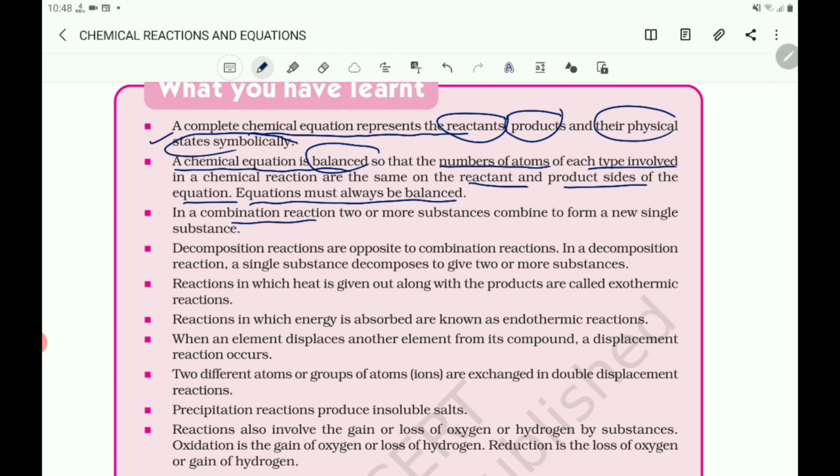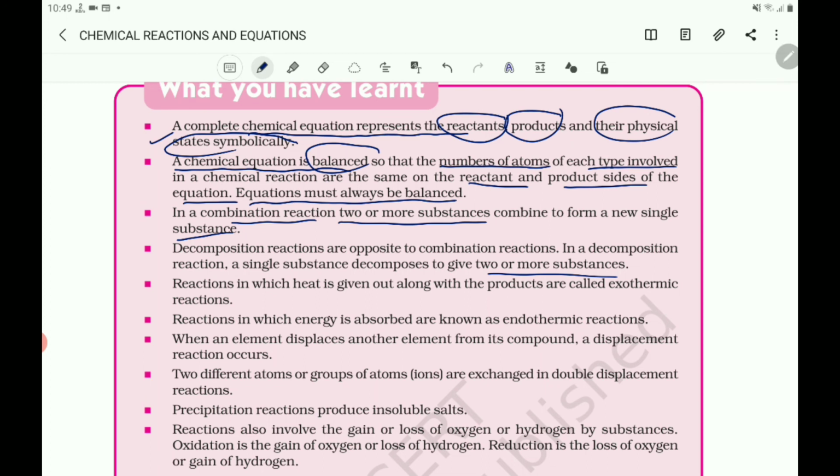Next, in a combination reaction, two or more substances combine to form a new single substance. Decomposition reactions are opposite to combination reactions. In decomposition, a single substance decomposes to give two or more substances. In combination, two or more substances combine to give a single substance.